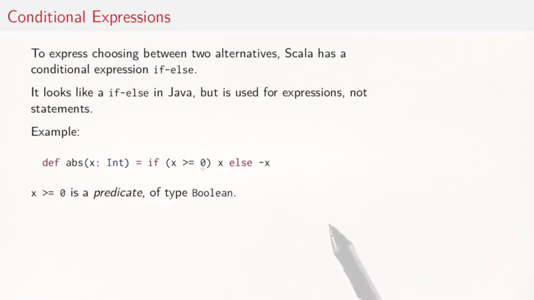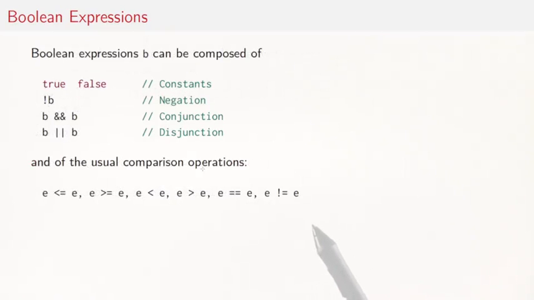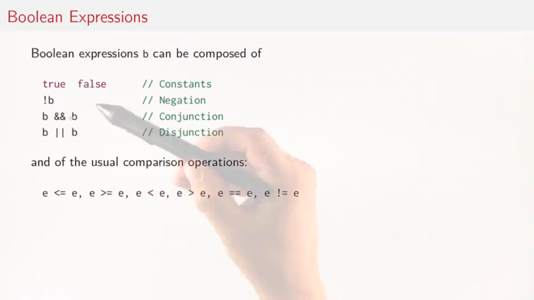So Boolean expressions are formed essentially in the same way as in Java. So you could write true or false as Boolean constants. Not B, bang is written bang B for negation. Conjunction, B and another B, would be written B ampersand ampersand B. Disjunction is written with a double bar. And you would have the usual comparison operators from equality, inequality to all the comparisons. Generally, if an expression is a legal expression in Java, then you can expect it to be a legal expression in Scala as well.